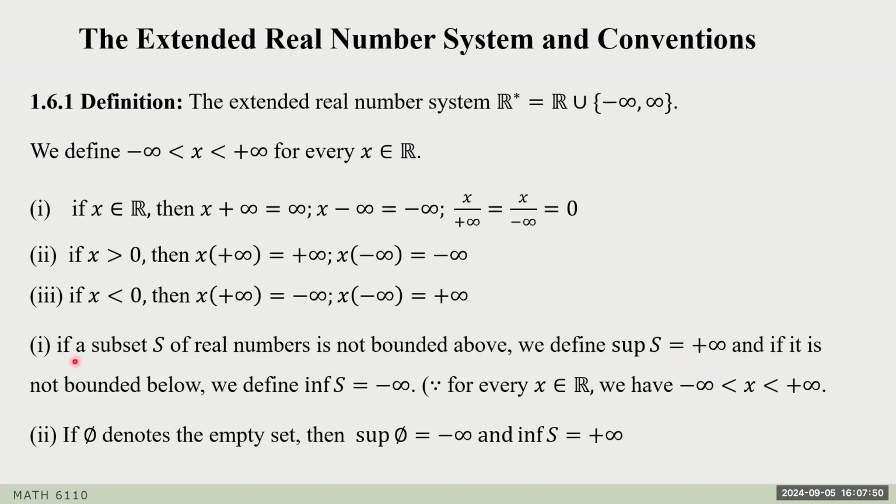So if a subset S of real numbers is not bounded above, then instead of saying that the supremum does not exist, we simply define that the supremum of that set is equal to plus infinity. And if it is not bounded below, instead of saying the infimum does not exist, we can now say that the infimum is minus infinity. So now we can write these things to mean it doesn't exist, but in what sense does it not exist?